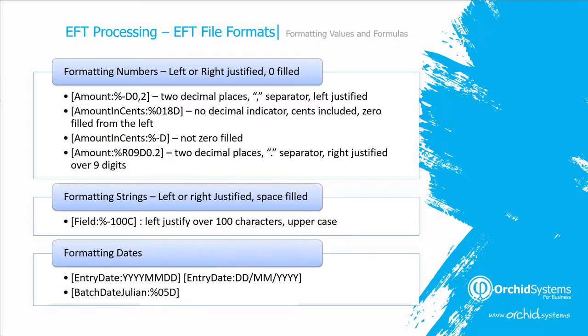And for formatting dates, you can use the date and then YYMMDD, including or excluding slashes as you need to. And there's also a special calculation to get a date in the Julian format, which is a five-digit number from a base date. So you can use the date with Julian afterwards to get the Julian format.